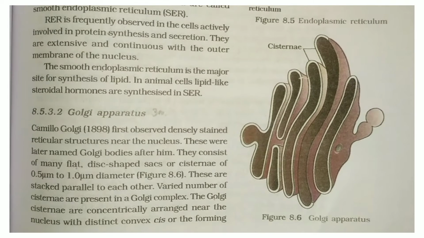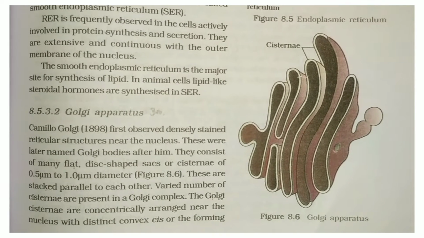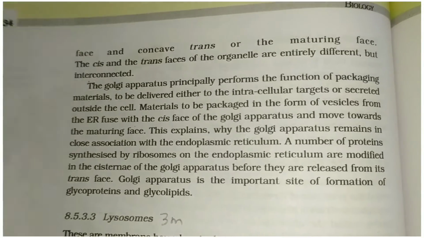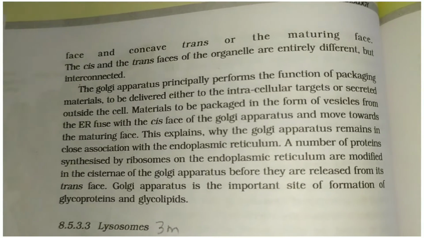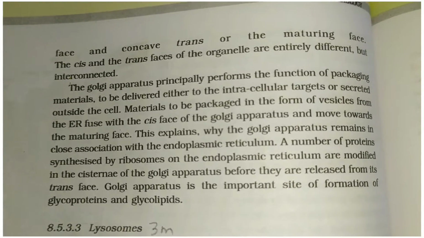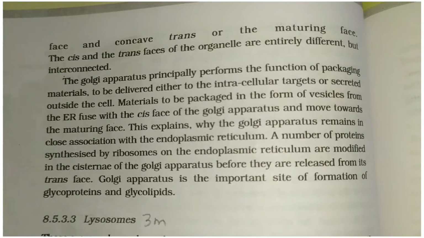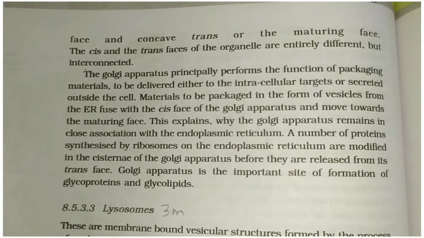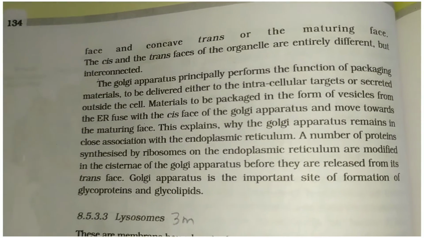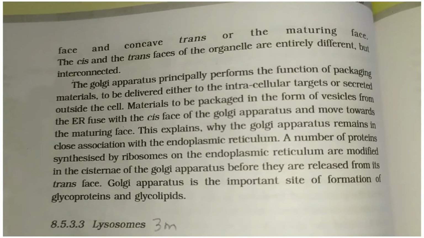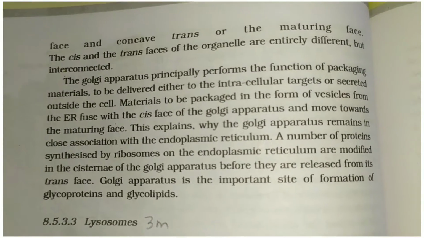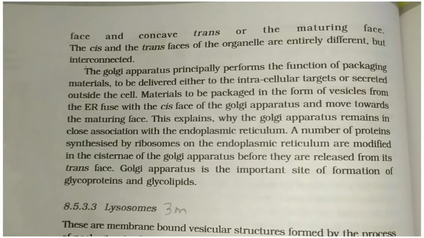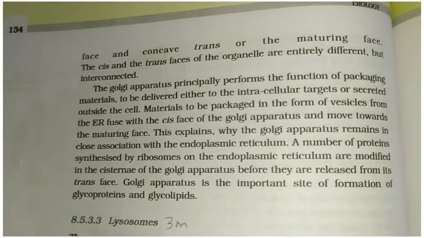Different numbers of cisternae are present in Golgi complex. The Golgi cisternae are concentrically arranged near the nucleus with different convex cis or the forming phase and concave trans or the maturing phase. Some of the functions of Golgi bodies are proteins synthesized by ribosomes on the rough endoplasmic reticulum are received by the cis phase or the forming phase, which later on are modified in the cisternae of Golgi and are packed in the form of vesicles and released from the trans phase or the maturing phase.